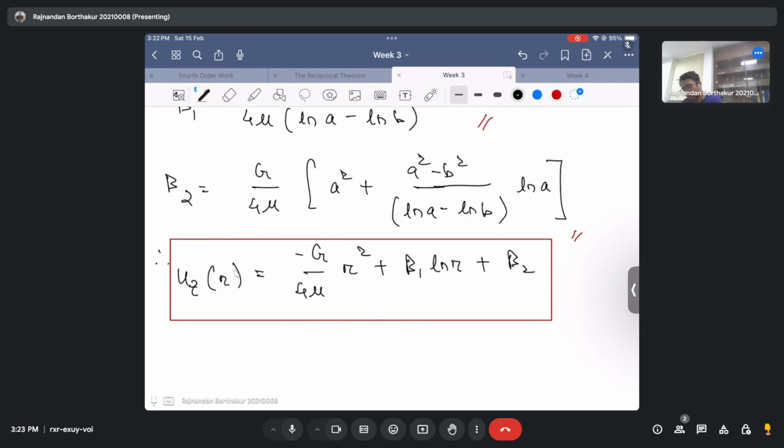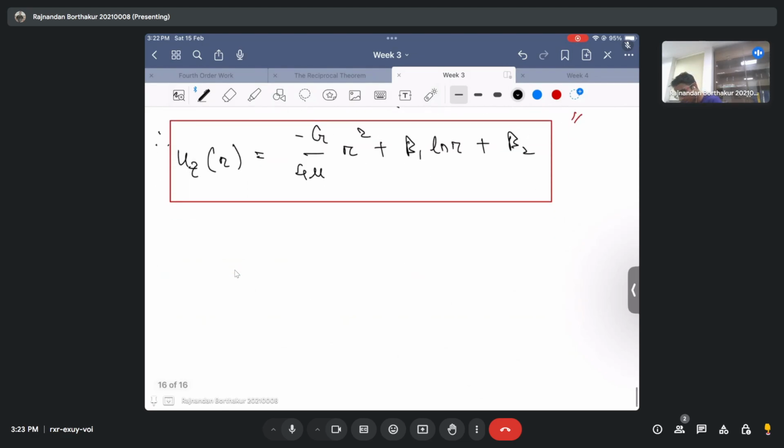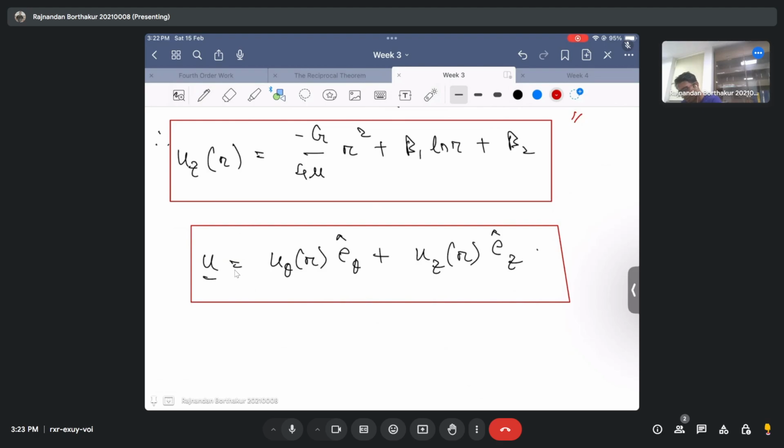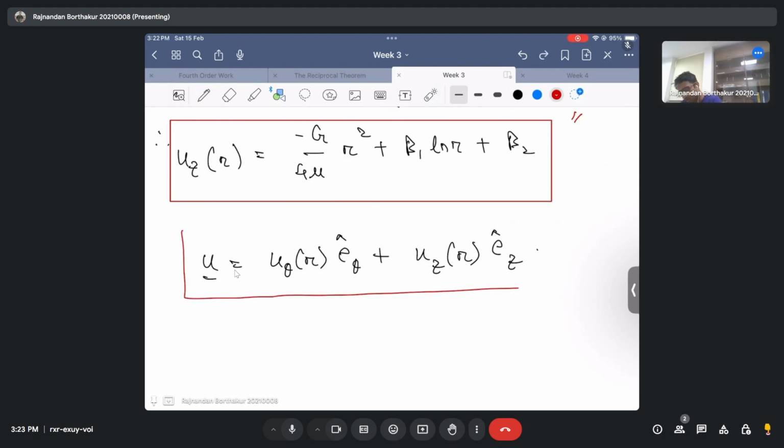So your velocity profile u is just u theta, which is a function of r, times e theta hat, plus uz, which of course is a function of r again, times ez hat. That's it. That's the velocity profile that the problem wants us to evaluate.